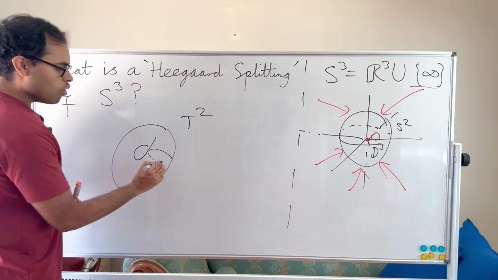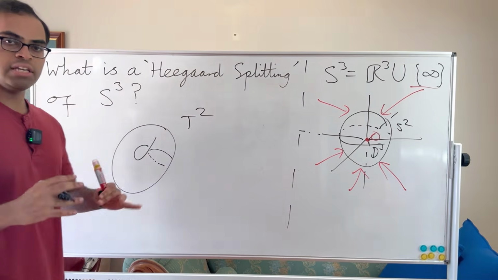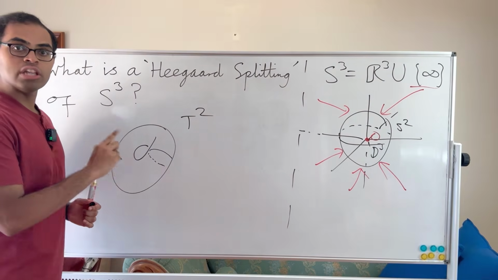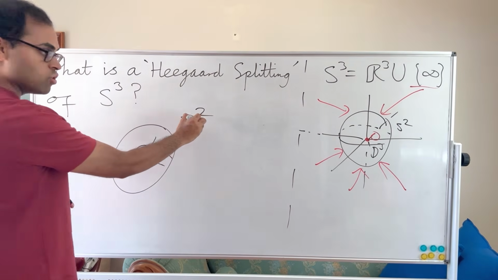And what we're going to do is look at a genus 1 Heegaard splitting of S3, which means we're going to look at a solid torus. So the solid torus, this is the torus T2.